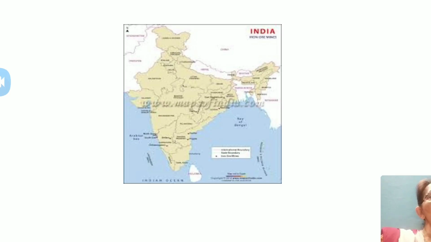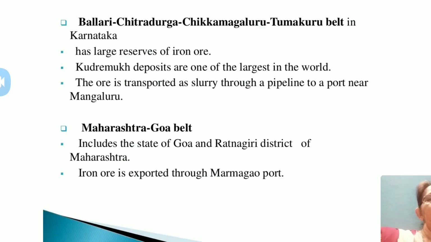Here I have shown you on the map the distribution of iron ore. The Bellary, Chitradurga and Chikmagalur belt in Karnataka has major deposits of iron ore. Then the Maharashtra-Goa belt, which includes Ratnagiri district, and it exports through Marmagao port.